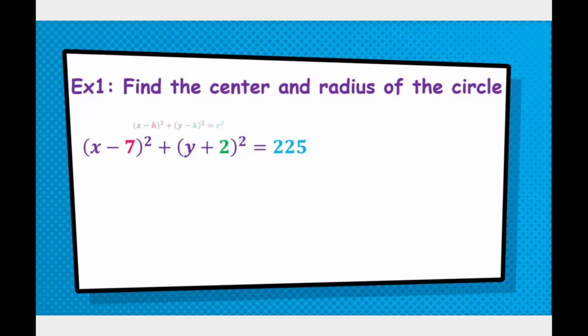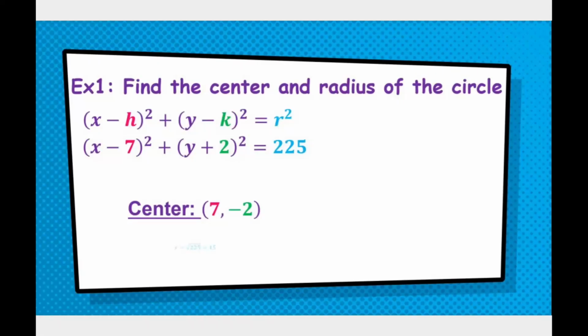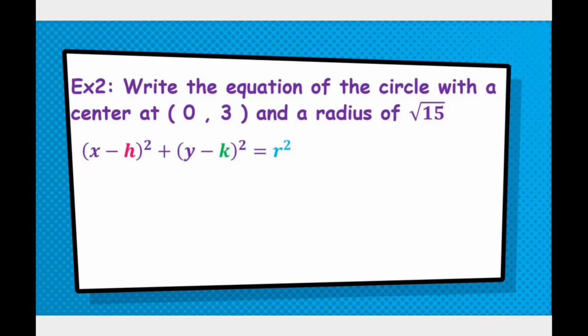I need to identify h and k, where h is paired with x and k is paired with y. We've always talked about h being opposite and k not being opposite. Here k is going to be opposite just like h is. They're both inside parentheses with their variables. So our center is going to be (7, negative 2). And then our r squared is 225, but I want to know what the radius is. So I need to take the square root of 225, and that would give me a radius of 15.